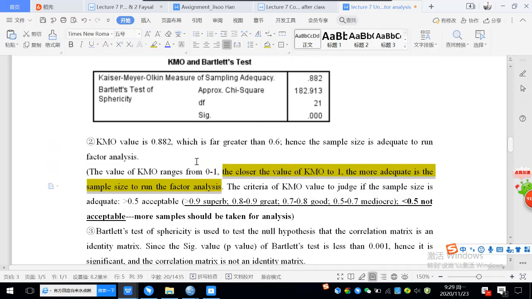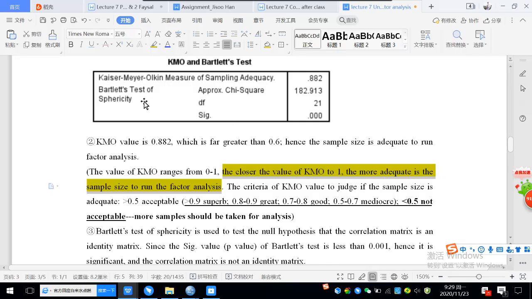Okay, and here the KMO is 0.882. So that means the sample size is adequate to run the factor analysis. We have 31 samples and the sample size is adequate. Next is Bartlett's test of sphericity.